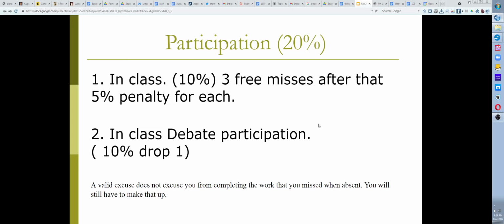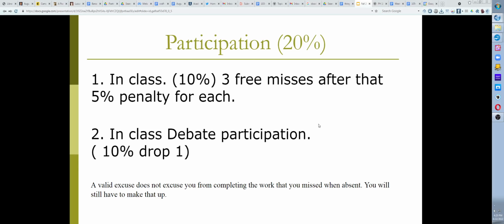So as I mentioned, 20% of your grade is participation. 10% of that will come just from everyday presence in class and participating in our normal class discussions and being engaged and expressing your opinion and asking questions. You get 3 free absences, but after that, we deduct 5% from that participation grade. You'll get 1 grade for the entire semester, and I'll update it a couple times during the semester to let you know how you're doing and how many absences you have.